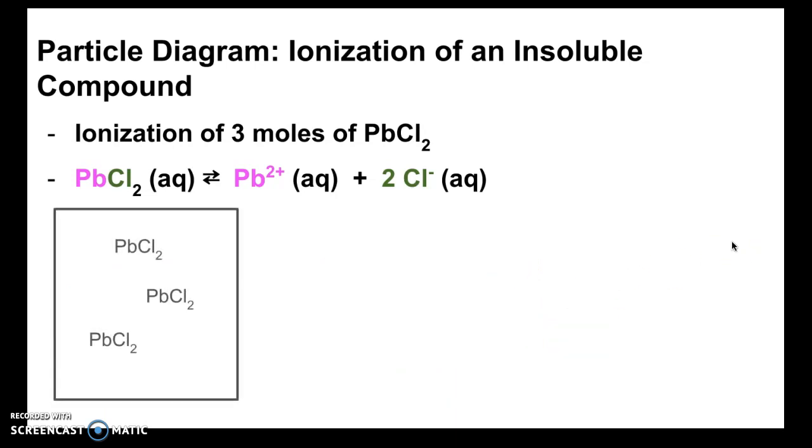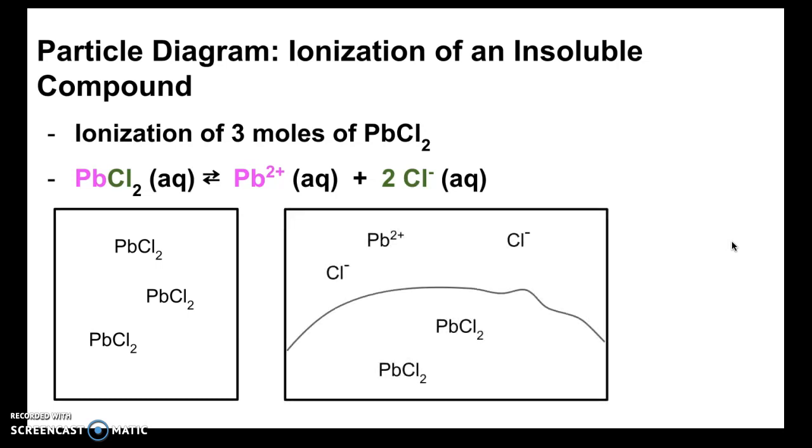Okay, so that's drawing a particle diagram, and then once again, of course, we can draw it this way. With this, we kept the molecule as PbCl2, and they told me I had 3 moles of them, so I drew 3 of them. And then on this side, I need to have the same number of things, but I only chose to ionize 1 here. And so the 1 PbCl2 breaks apart into a lead ion and then 2 chloride ions.